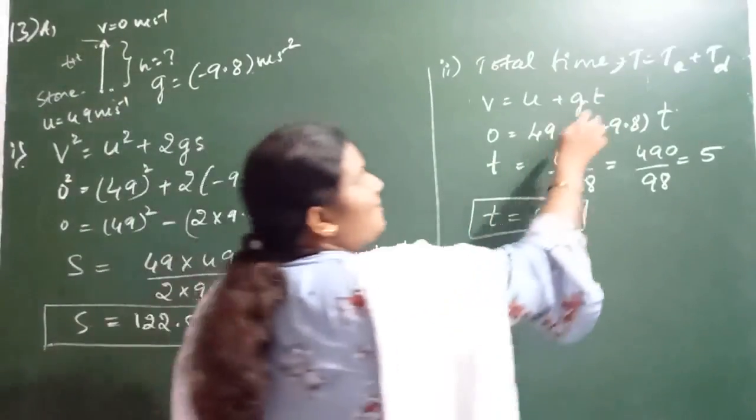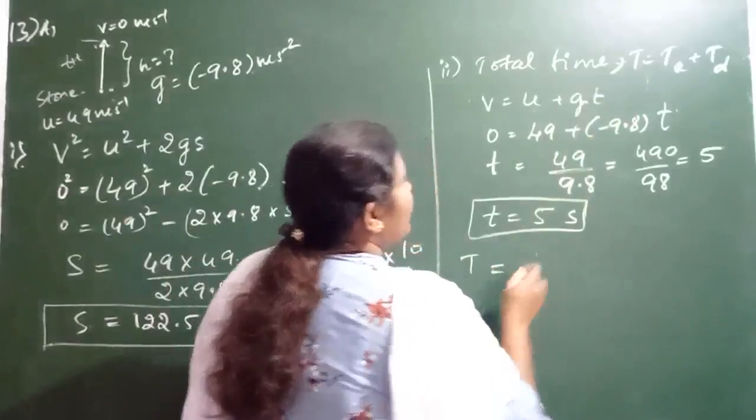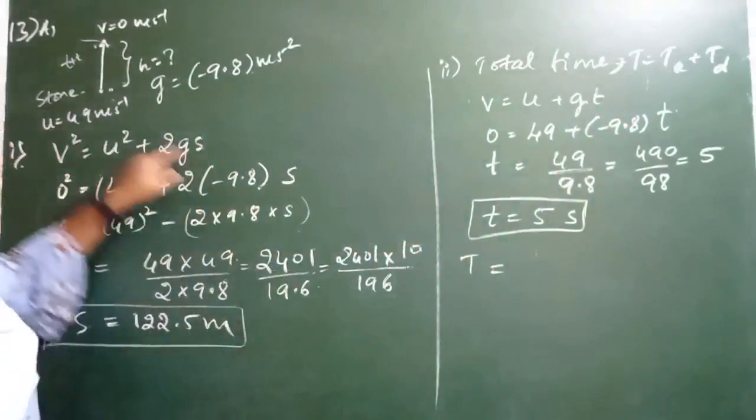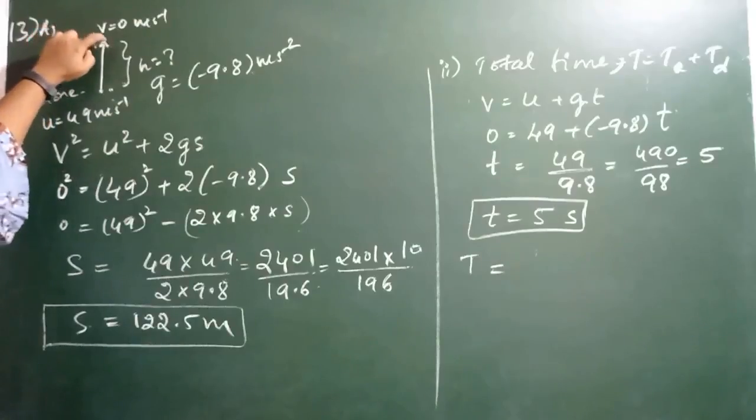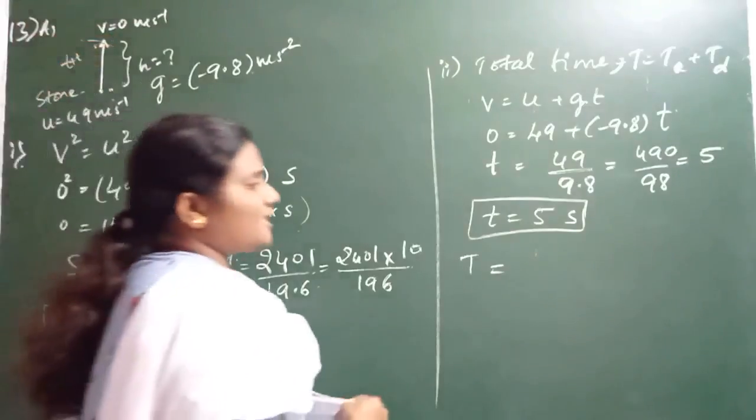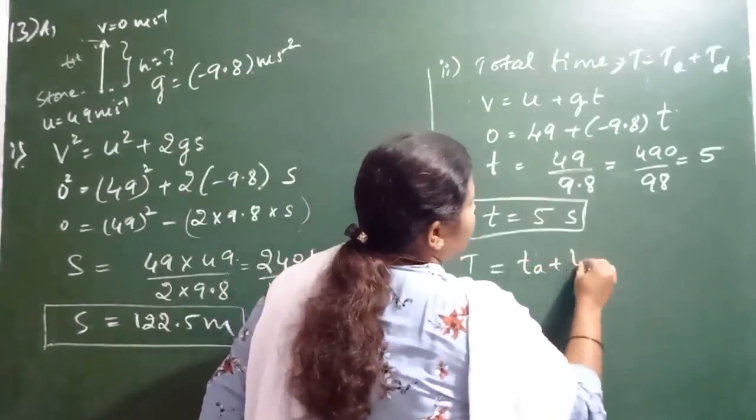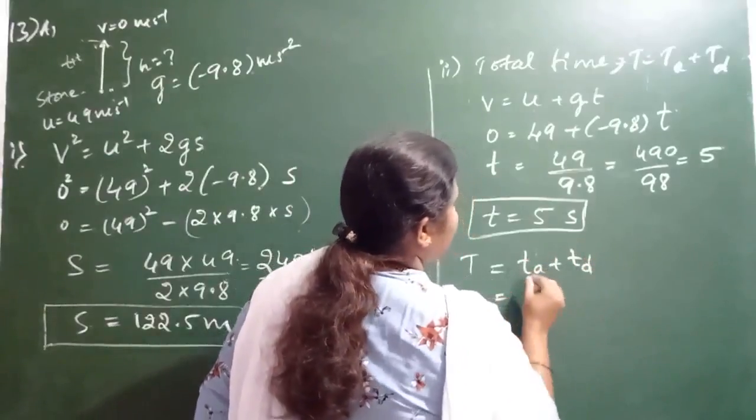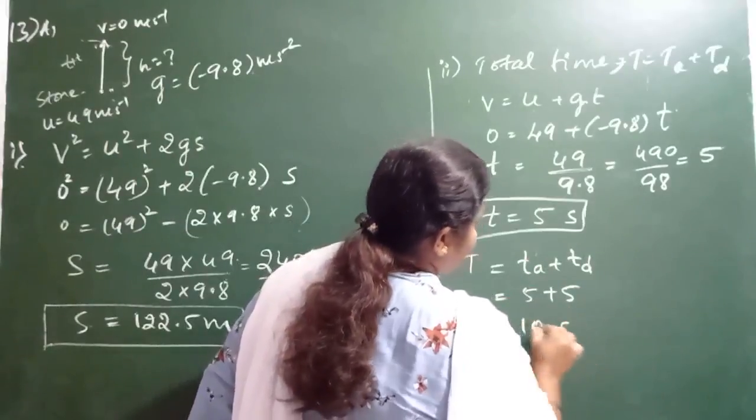The total time they asked us to calculate, that is T. If it has taken 5 seconds to go from this point up to here, it means it takes the same amount of time to come from this point back to the ground, the surface of the earth. That is T_A plus T_D, which equals 5 plus 5, nothing but 10 seconds.